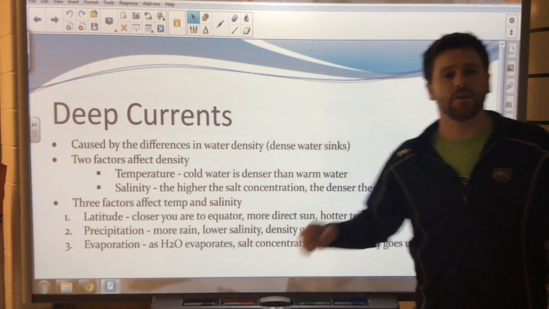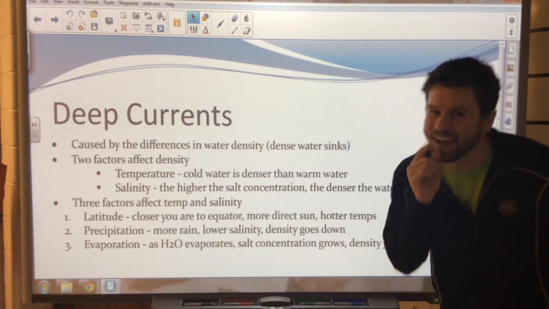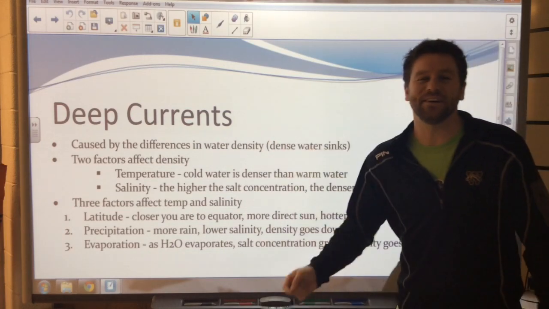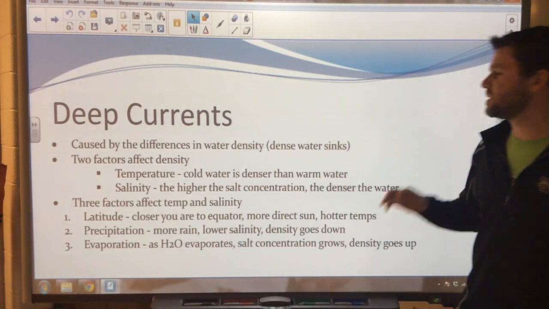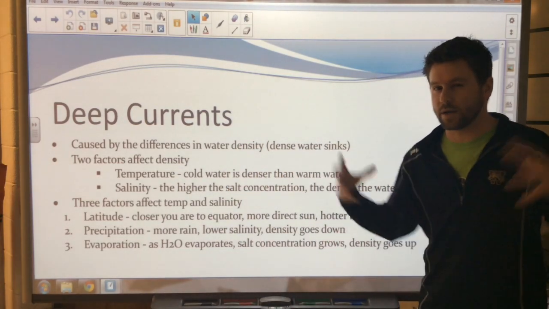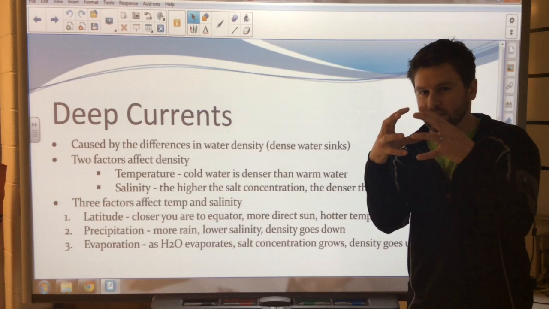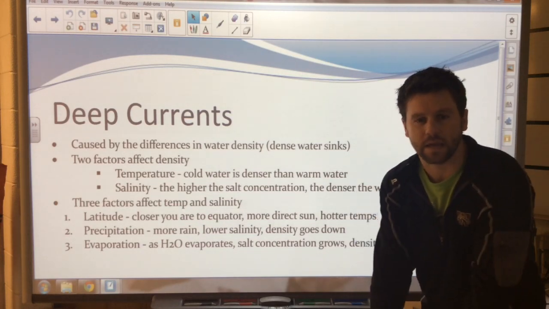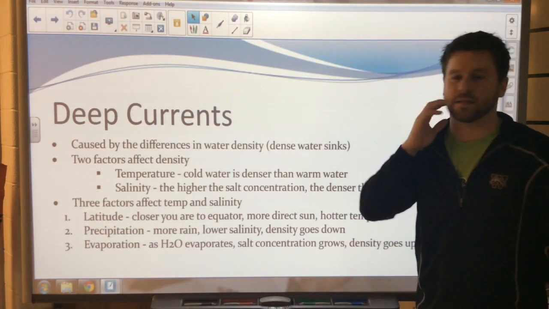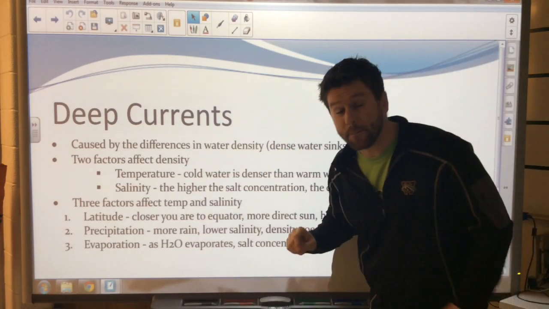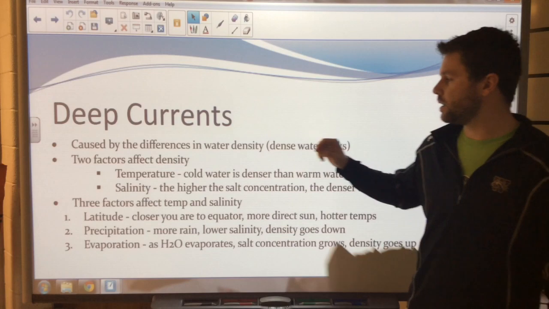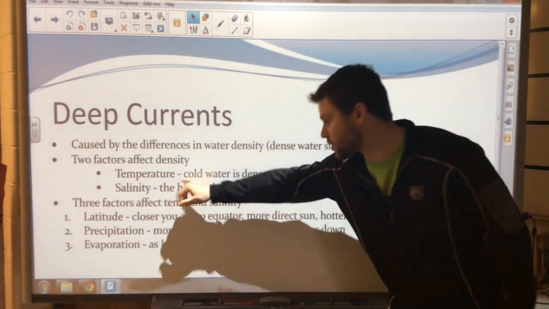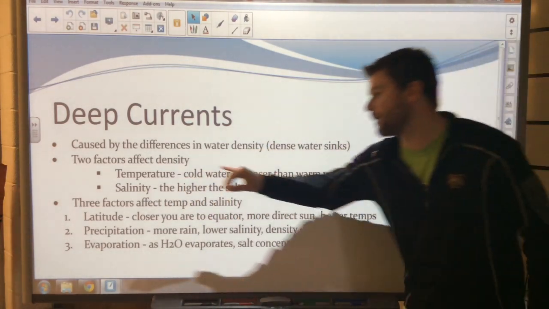If we dive a little deeper into the deep currents, right? They're caused by differences in the water density. Cold water is more dense. The particles are compacted closer together, so that's going to sink. Warm water is less dense, and that's going to float, right? So temperature is one thing that affects the water density. So temperature, cold water is denser than warm water.